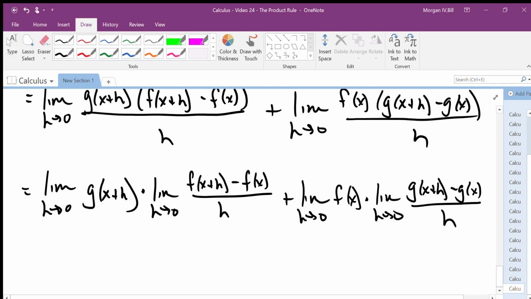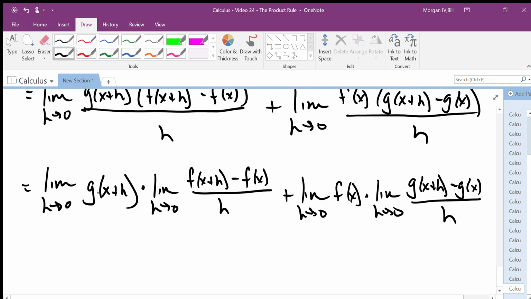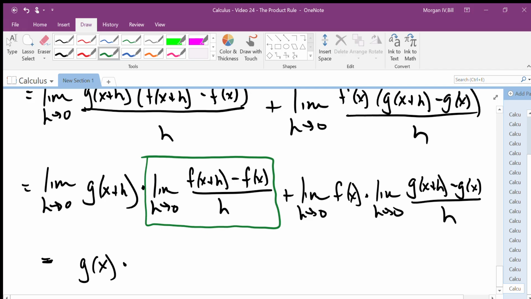All right, we have four limits. I have a function g of x plus h. If h goes to 0, that leaves me with just g of x. As h goes to 0, g of x plus h goes to g of x, times, by definition, what is this in green? The limit as h goes to 0 of f of x plus h minus f of x over h is, by definition, the derivative, f prime of x.